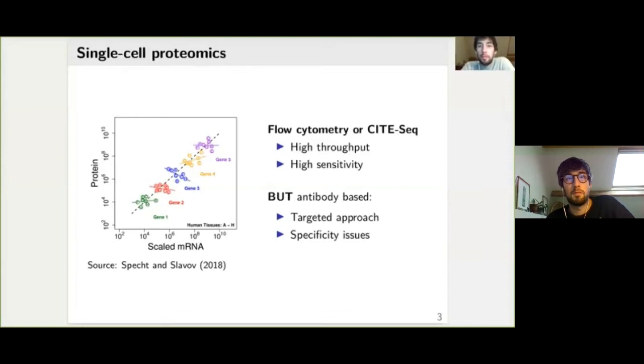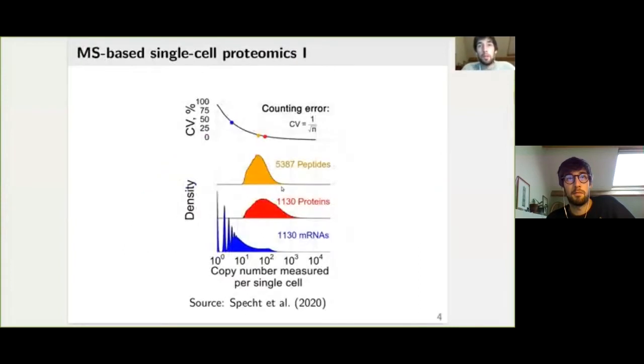But is it actually possible to get those protein measurements, since single-cell RNA-seq relies on PCR? Well, according to this graph, it is possible. See here, this is a distribution of the copy numbers in a single cell for either RNA in blue, protein in red, or peptides in yellow. Peptides are fragments of proteins.